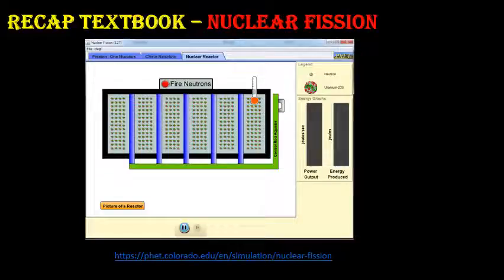Nuclear fission. If you look at the textbook, you can see the structure of the nuclear fission reactor, and especially the control rod that every nuclear plant has. You can also look at the uranium atoms inside, and I would really encourage you to try this website, this simulation. If you try it after you read the textbook, you will understand what is meant by the control rod.